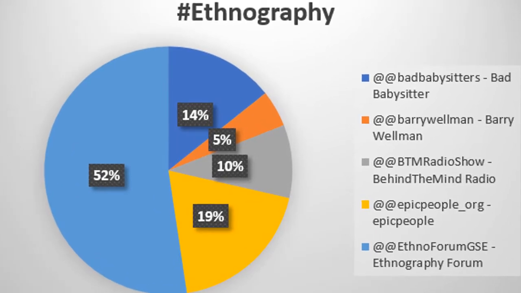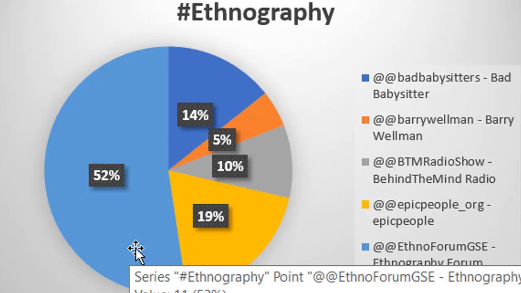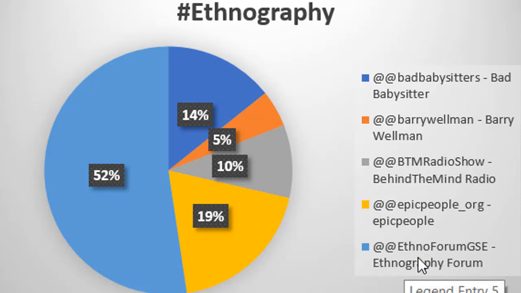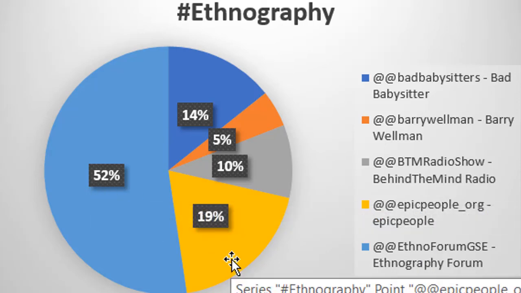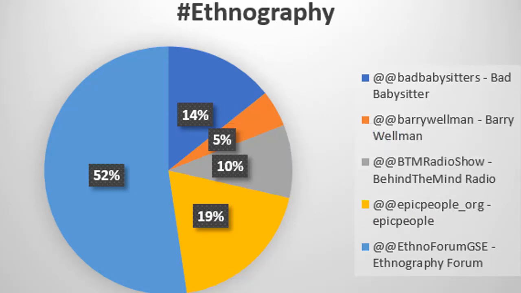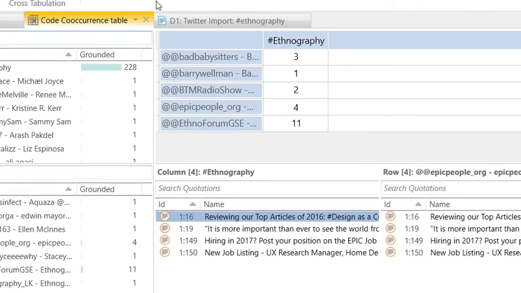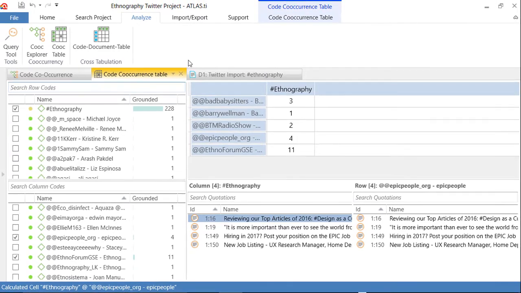So that would be a pie that tells me that the hashtag ethnography, among the selected authors, has been tweeted the most by, let me see here, the Ethnoforum GSE, 52%. Second goes the Epic People org, 19%, and so on. So that is a quantitative view of your tweets using the hashtag ethnography. So this is what you can do. You can query your Twitter data. You can examine co-occurrences both qualitatively and quantitatively.